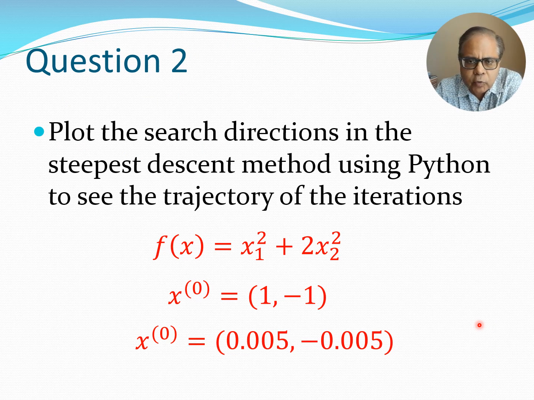So let's now do one more question, and this question essentially asks you to plot the search direction in the steepest descent method using Python and to see the trajectory of how these points, these directions change as the iterations progress. Again, we are going to use the same function, that is x1 square plus 2x2 square, and we are going to start from two different points. So the first point is going to be 1, minus 1 and the second point is 0.005 and minus 0.005.